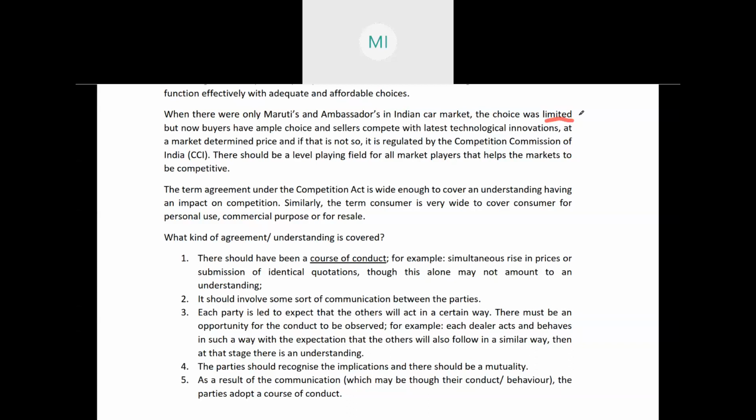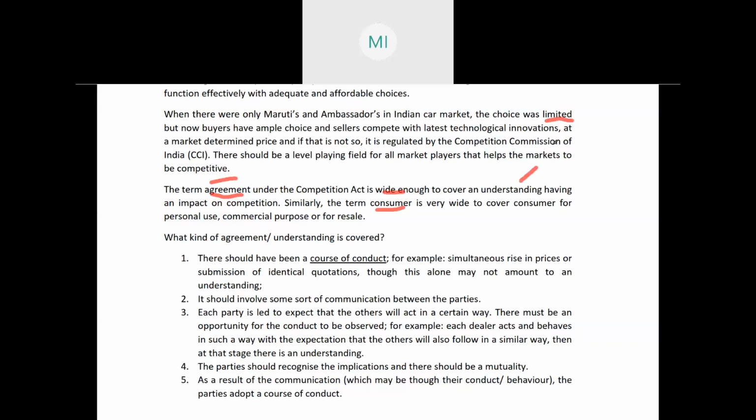Okay, and you would have heard of this term agreement in your Contract Act, and you would have heard of this term consumer when you read the Consumer Protection Act. But what is the difference between an agreement under the Contract Act and a consumer under the Consumer Protection Act when it comes to the Competition Act? The Competition Act is wide enough that an agreement includes a kind of understanding also. Any kind of understanding can also be an agreement. Understanding need not be in writing also, right?